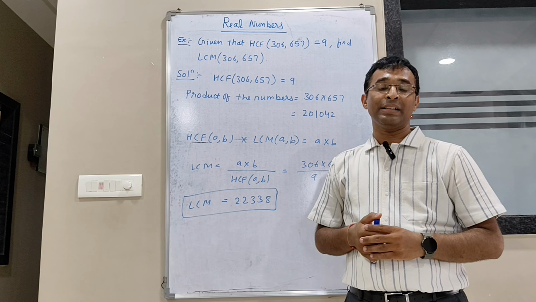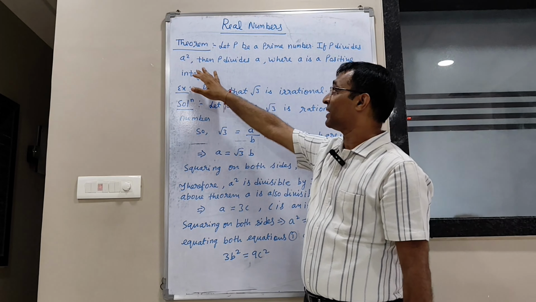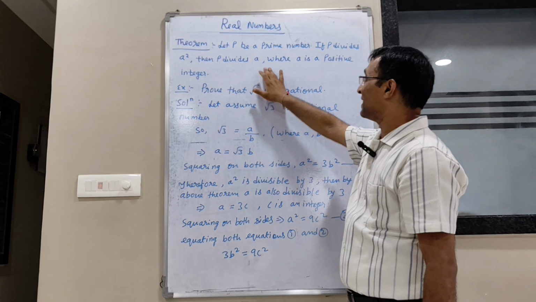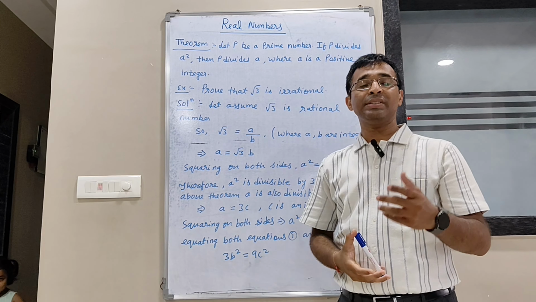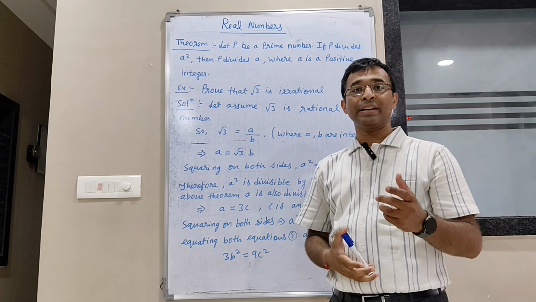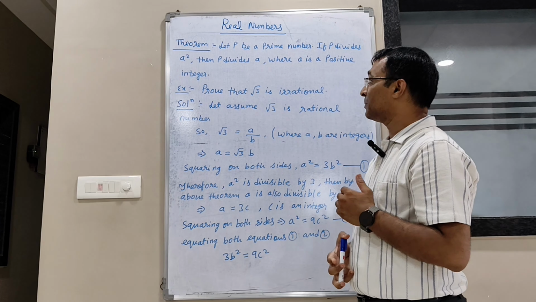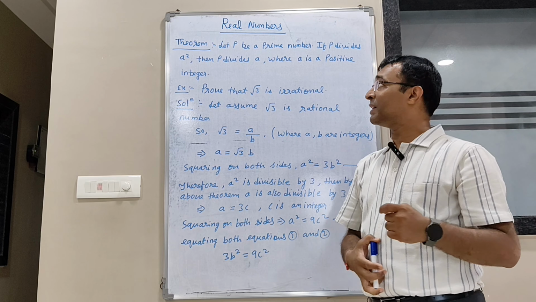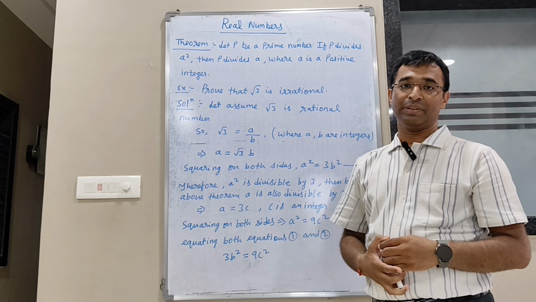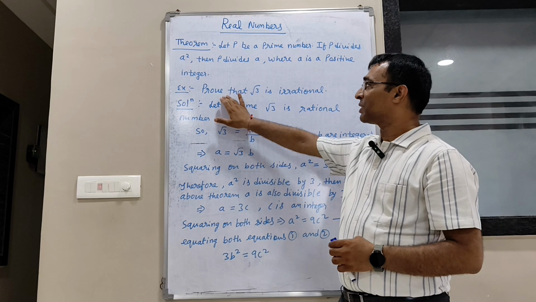Now let's discuss one theorem. Let p be a prime number. If p divides a square, then p divides a, where a is a positive integer. So this theorem states that if a square is divisible by p, then a is also divisible by p, provided p is a prime number.